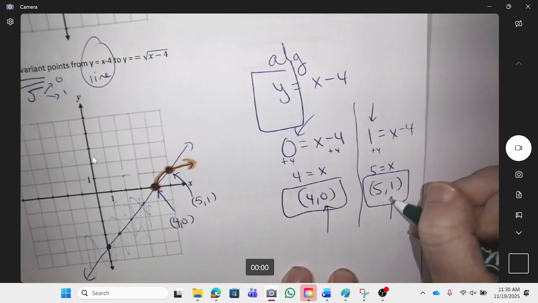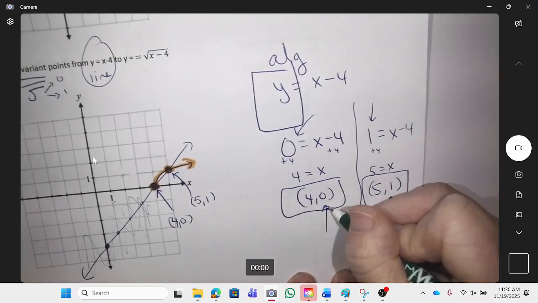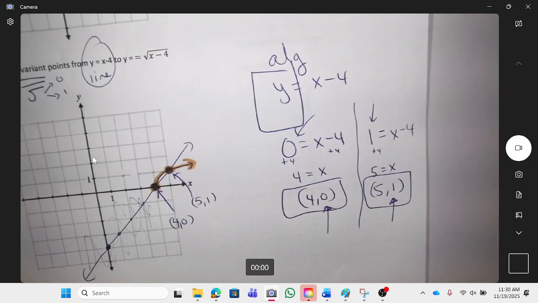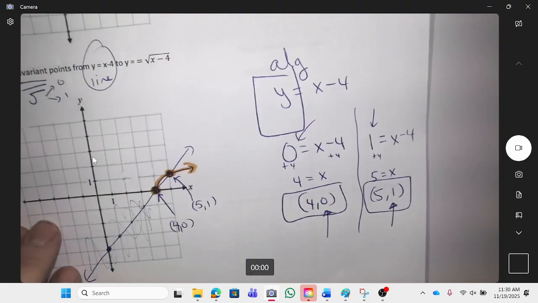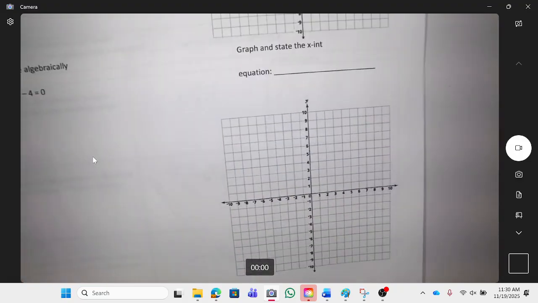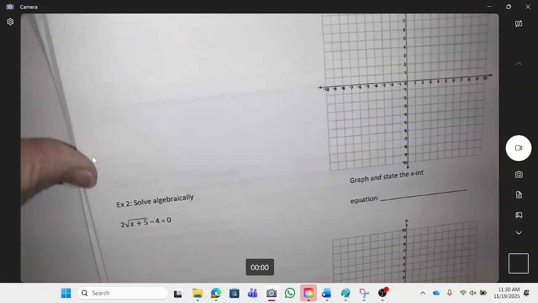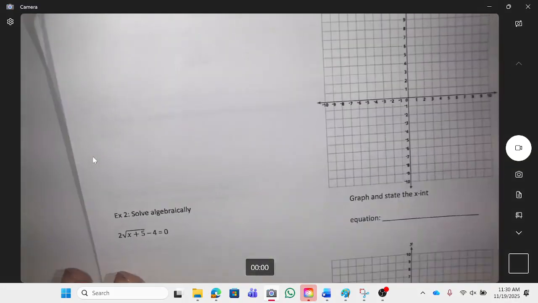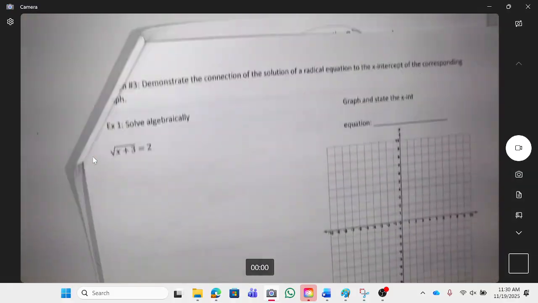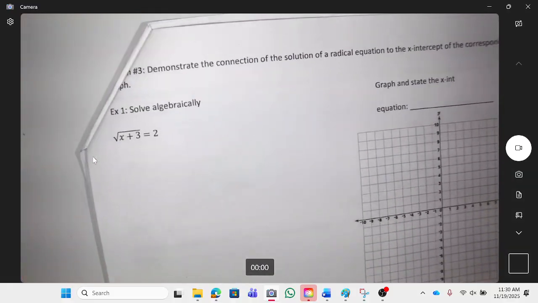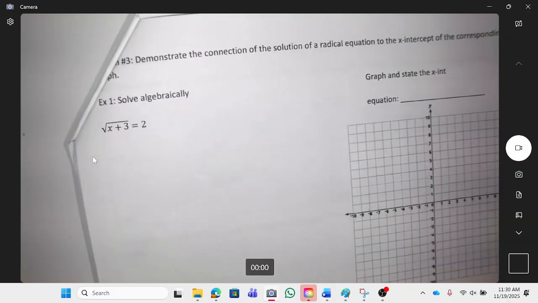Okay, so we had this question on the last transformation test, like, how do I know when a point doesn't move? Like, what do I need to see? I need to see a height of 0 or a height of 1, and then I know it's not moving, right? Okay, 2 more questions, and then we're done the whole radical thing. Okay, solve algebraically, and then we're going to graph.